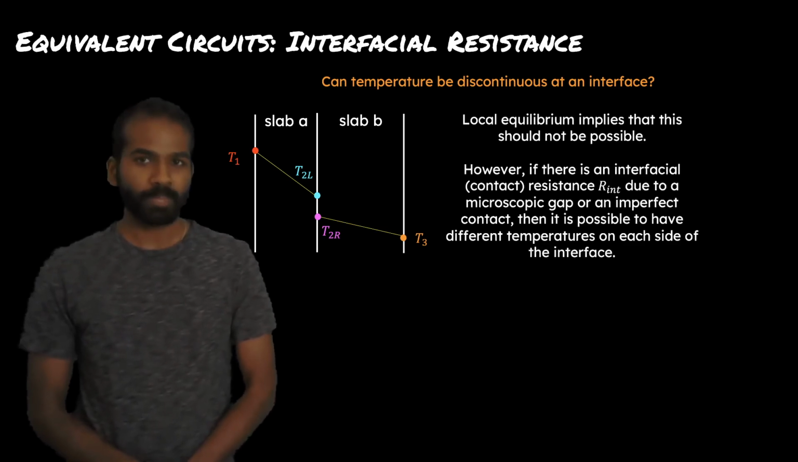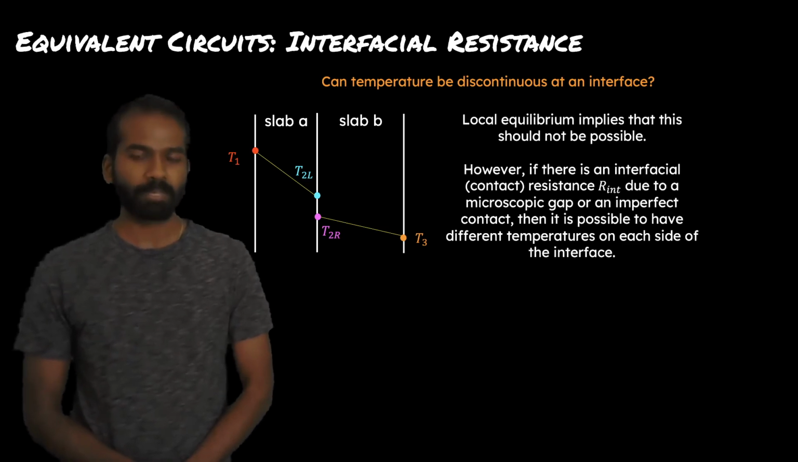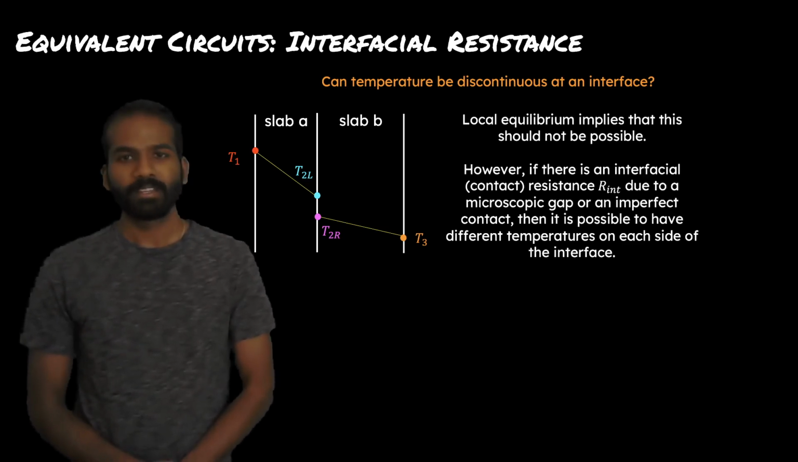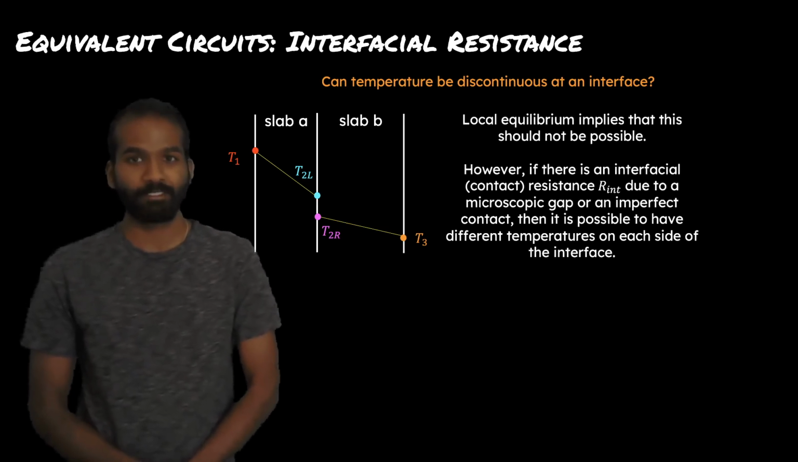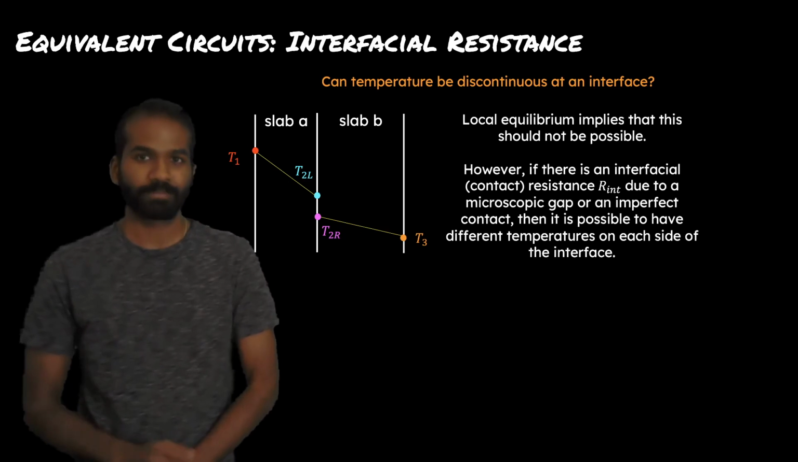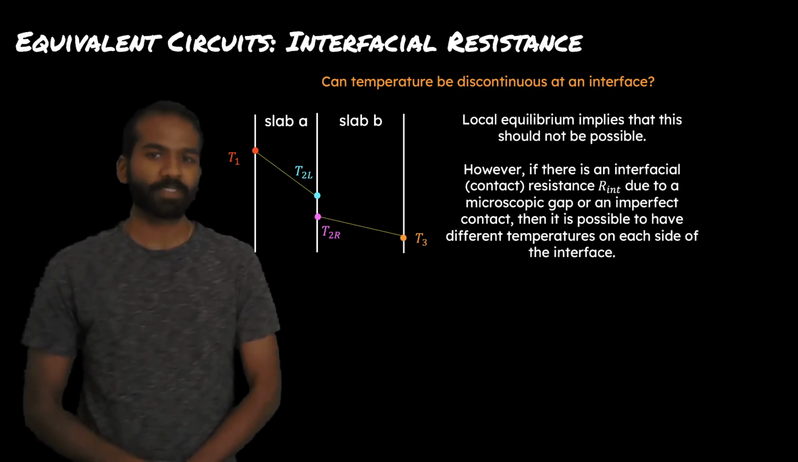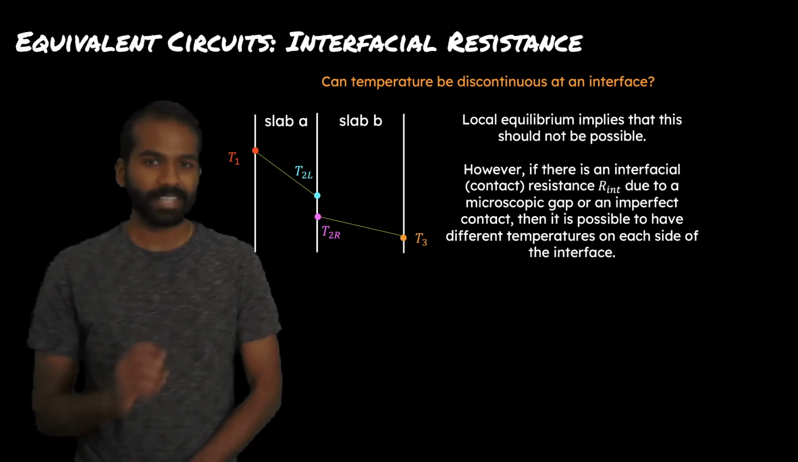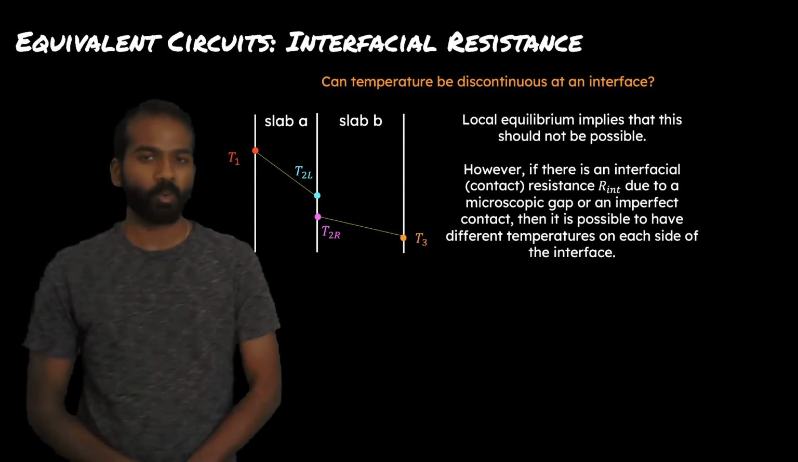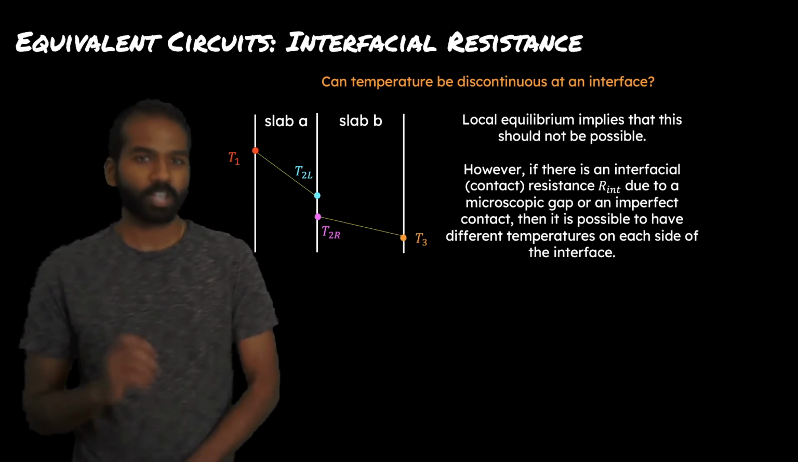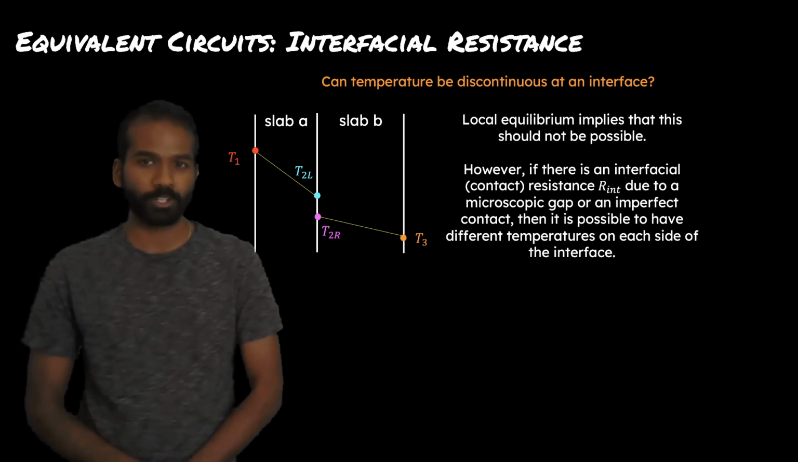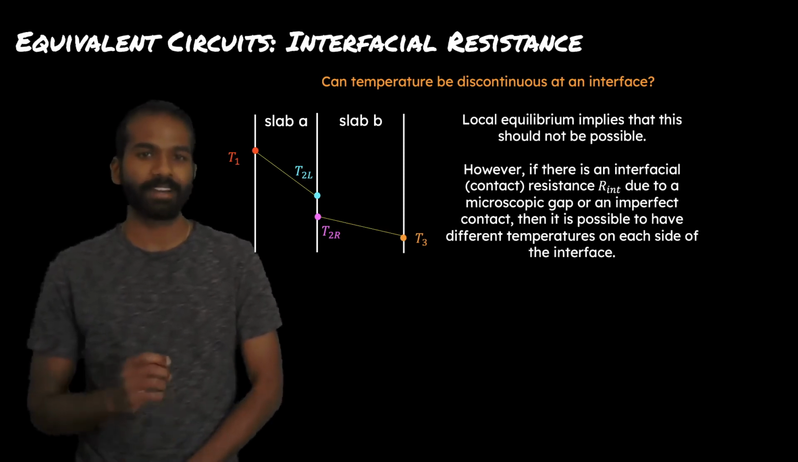Local equilibrium implies that this should not be possible. This is because the two materials in contact should be equilibrated and hence should be at the same temperature at that interface. However, if there is an interfacial resistance, because there is a microscopic gap or imperfect contact between slabs A and B, then we could in fact have a different temperature on each side of the interface.